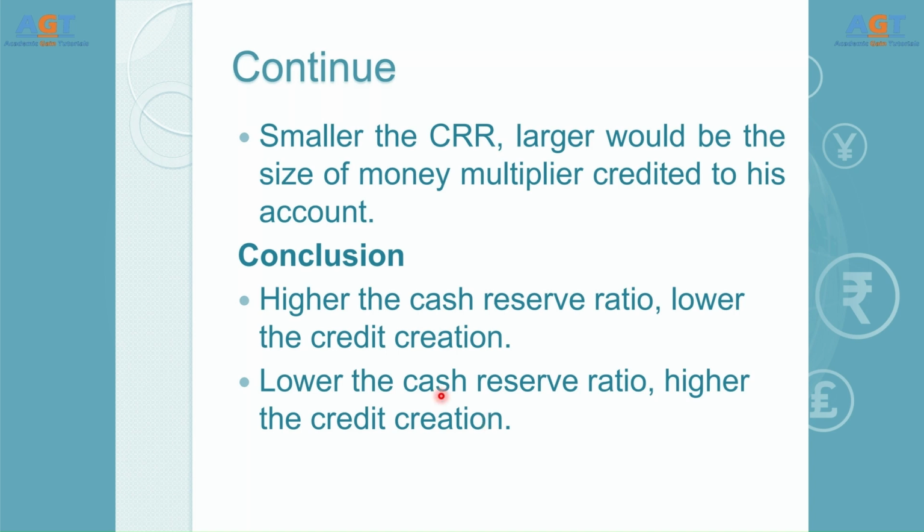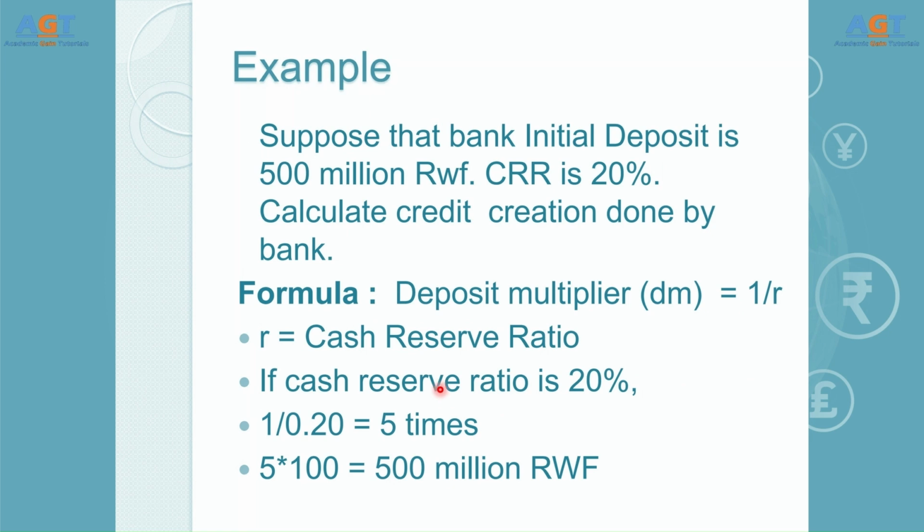Example, credit creation. Let's understand this with an example. Suppose a bank receives an initial deposit of 100 million RWF and the CRR is 20%. The deposit multiplier formula is deposit multiplier, DM, equals 1/R, where R is CRR. So, 1 divided by 0.20 is equal to 5 times. Therefore, total deposits created will be 5 times 100, which is equal to 500 million RWF.